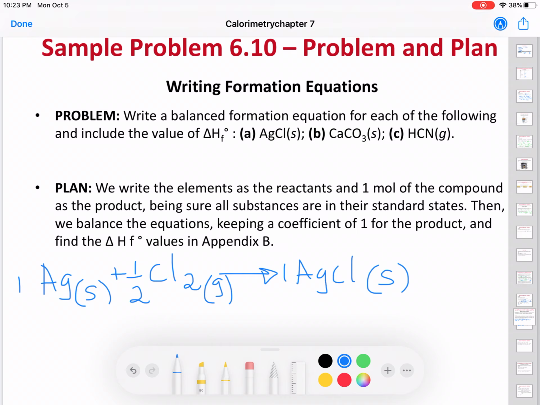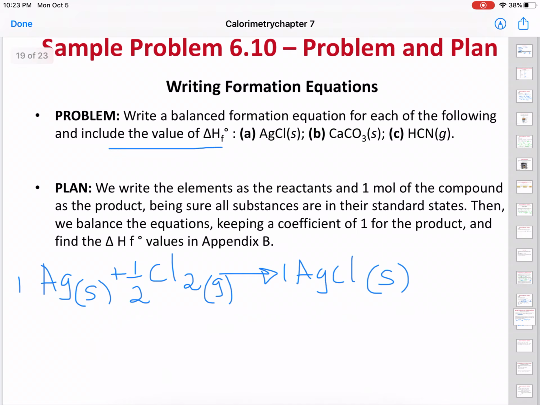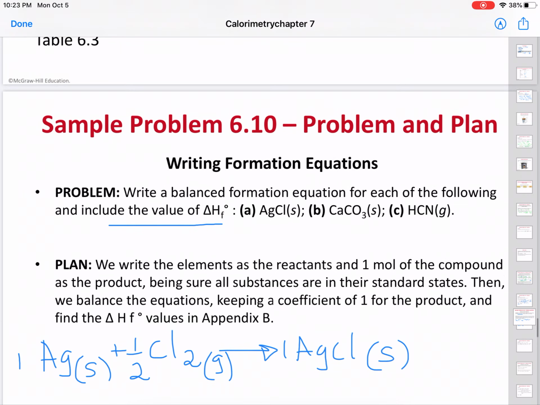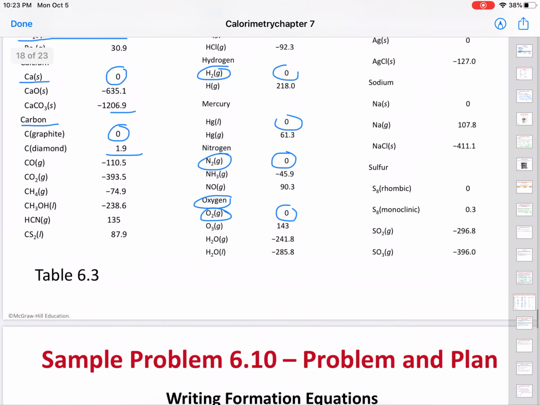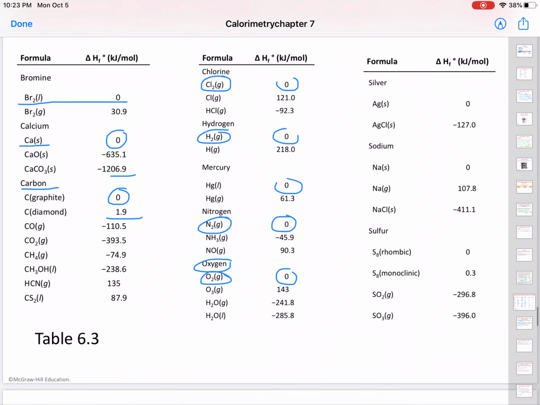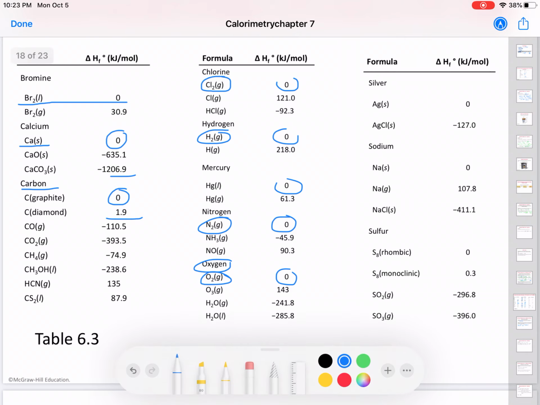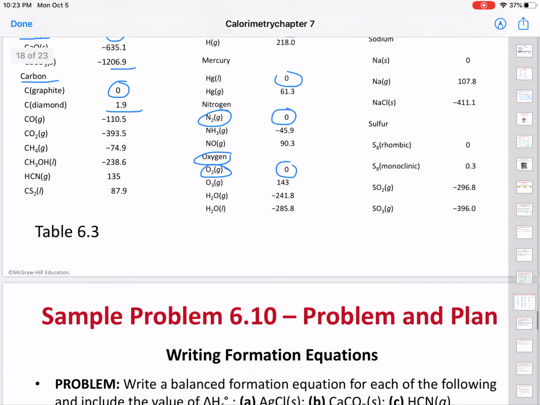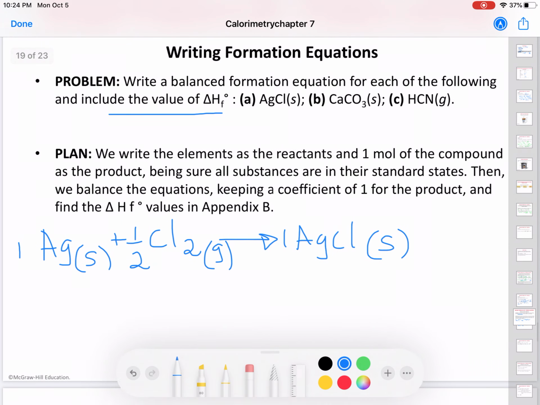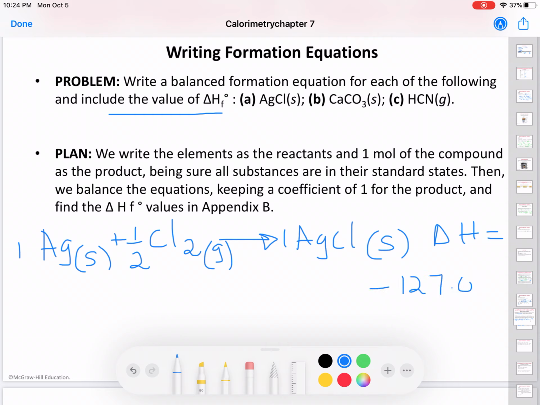Okay, and include the value of delta H F. So how do you find delta H formation? You go to the table, silver chloride. Where is silver chloride? Do we have it here somewhere? AgCl, yes we do. Do you see that? Silver chloride solid, that's the value. So it's negative 127.0. After you write the equation, you write delta H equals negative 127.0 kilojoules. That is how you write a formation equation.